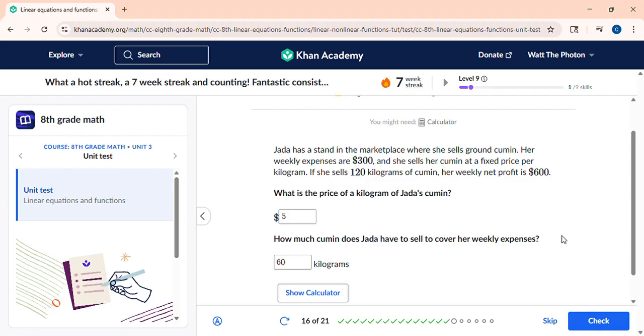Jada has a stand in the marketplace where she sells ground cumin. Her weekly expenses are $300, and she sells cumin at a fixed price per kilogram. If she sells 125 kilograms of cumin, her weekly profit is $600. How much cumin does she have to sell to cover her weekly expenses? So do they know what profit is?